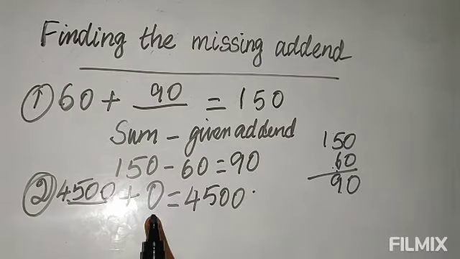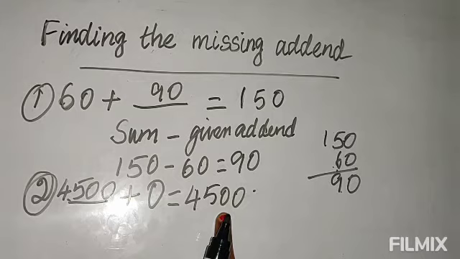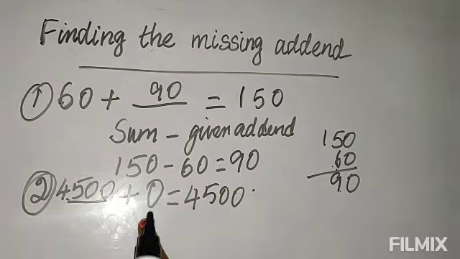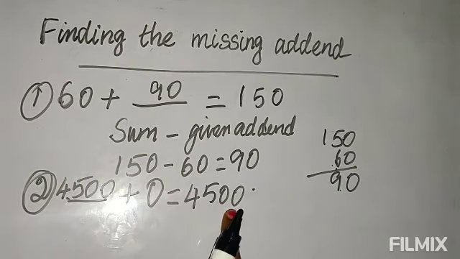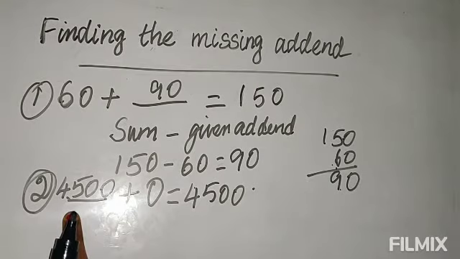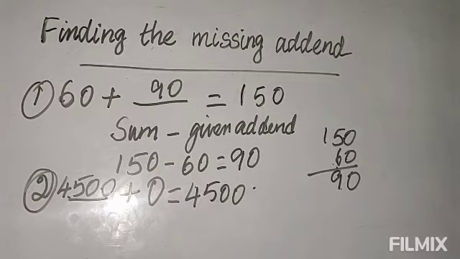If you add 0 with any number, the sum is the number itself. That is the property you have learned already, the property of 0. So this is the sum, and this is the number. That number is what we are filling in this blank. Okay, so this is the way you have to calculate.